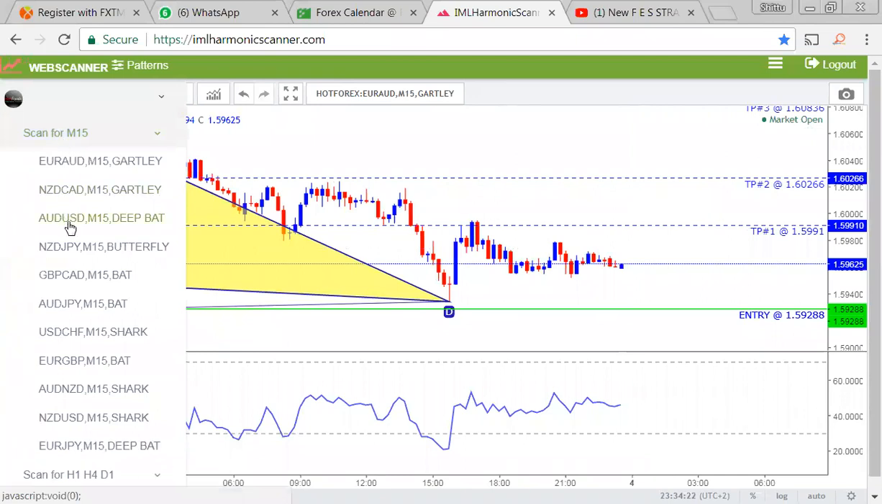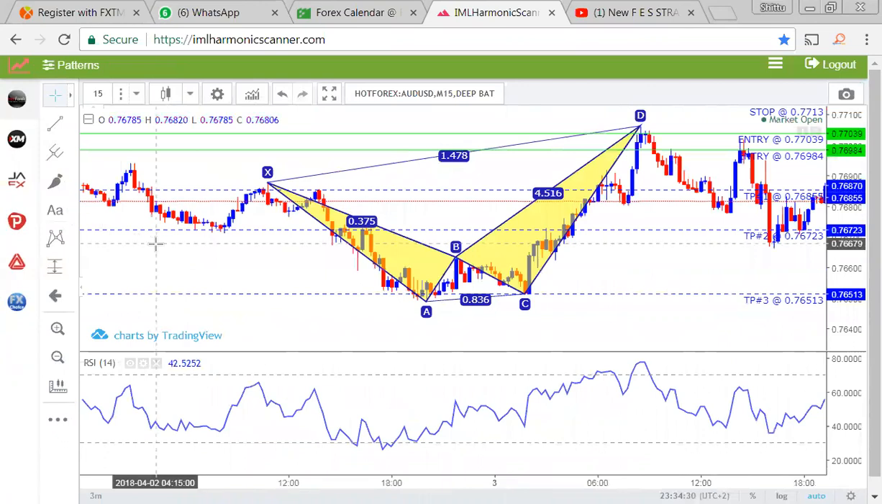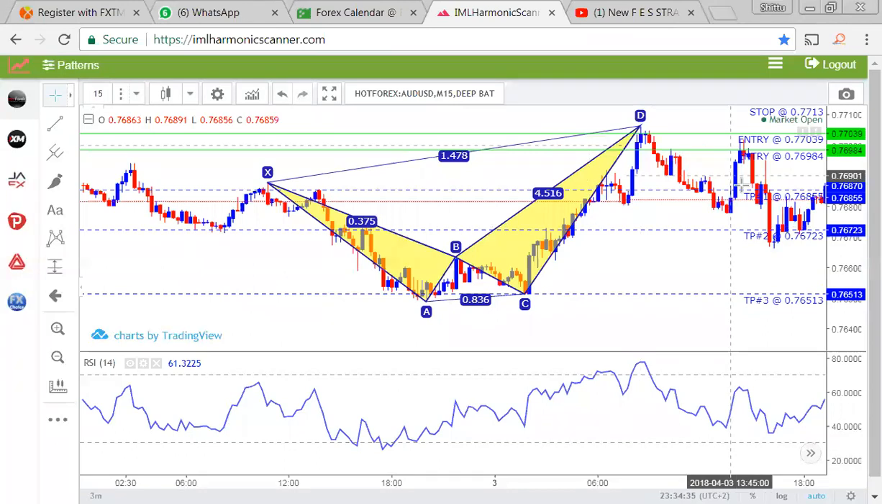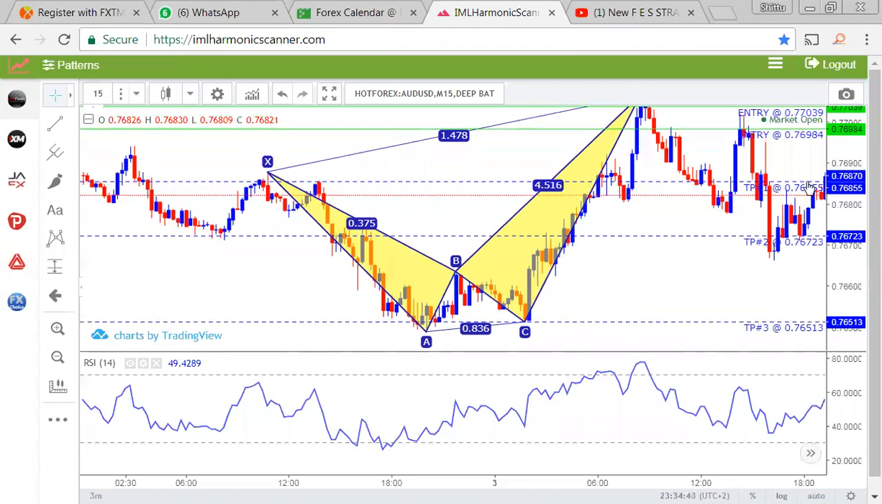Let's try AUD USD. This is a sell. Wonderful. You can see that my take profit prices are below my entry price. Can we see take profit 1, take profit 2, take profit 3, all are below entry price.